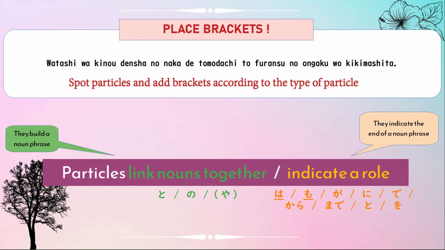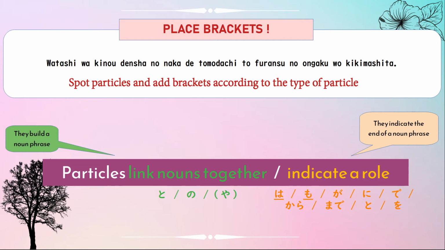Well, you have to add a bracket when a noun phrase begins and add the other bracket when the noun phrase is over. And to know how to recognize a noun phrase, you have to look at the particles. So first, spot particles. Then add brackets according to the type of particle. So what does it mean?